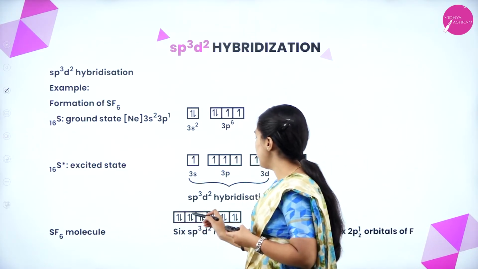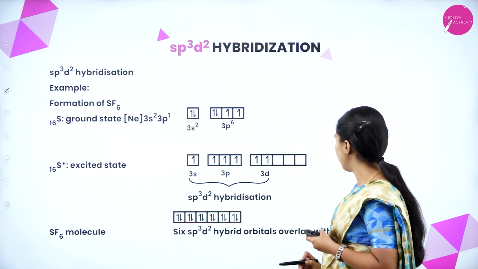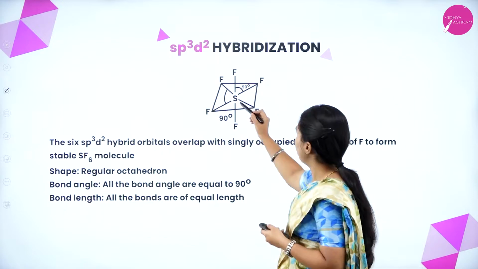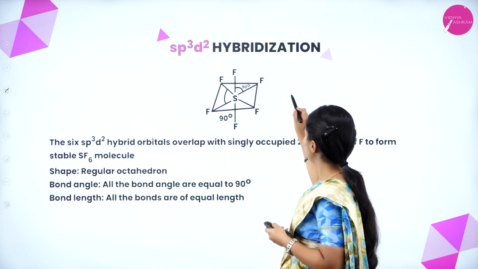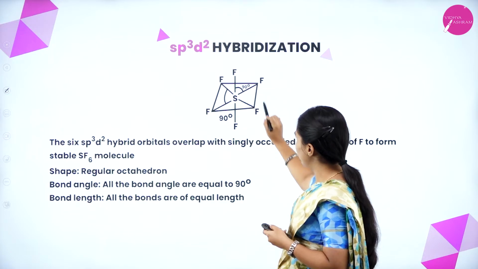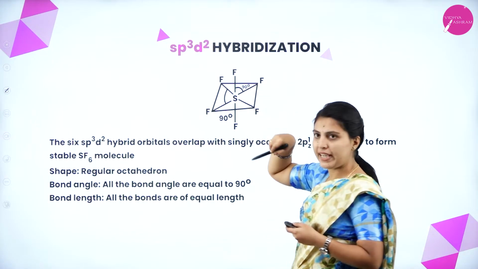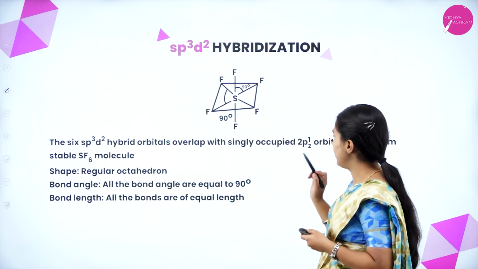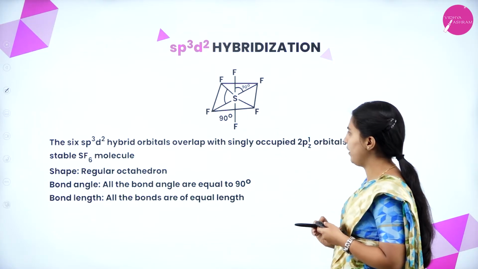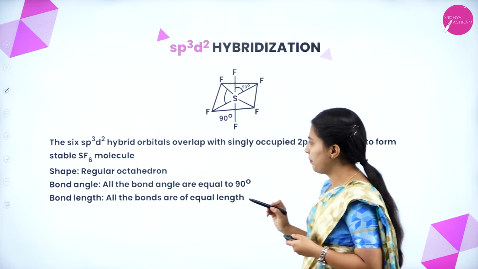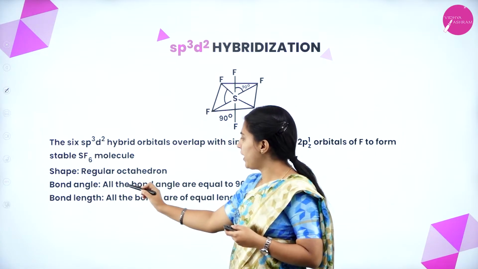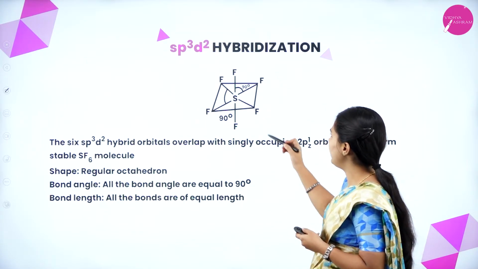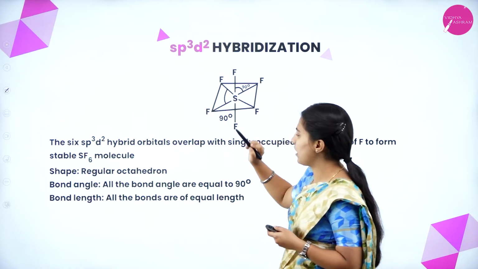In SF6, 6 sp3d2 hybrid orbitals overlap with 6 2pz orbitals of F. See here, S is present here, on all sides. 6 fluorines are present, 2 are axial bonds. The 6 sp3d2 hybrid orbitals overlap with singly occupied 2pz orbitals of F to form stable SF6. Shape is regular octahedron. All the bond angles are equal to 90. That's why all the bonds are equal in length. On all sides it is having 90 degrees.